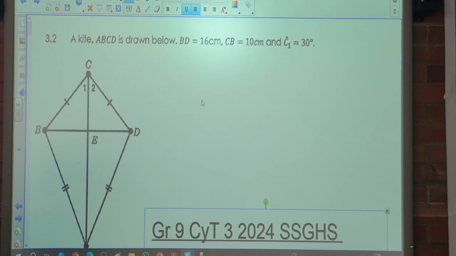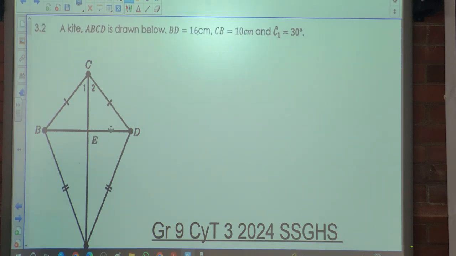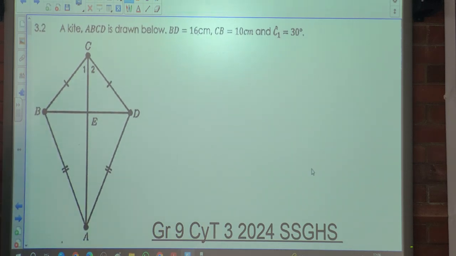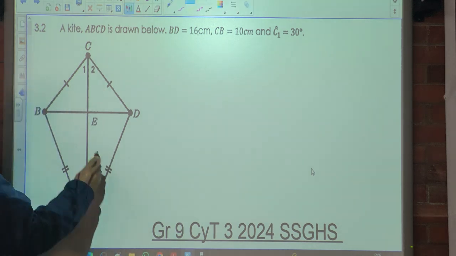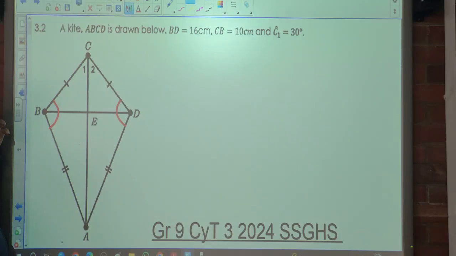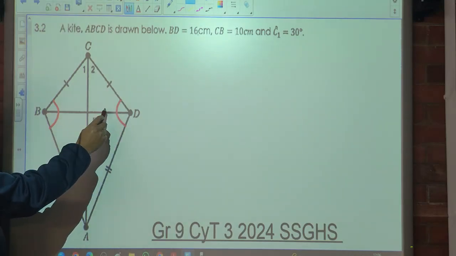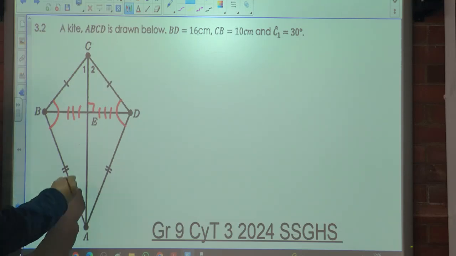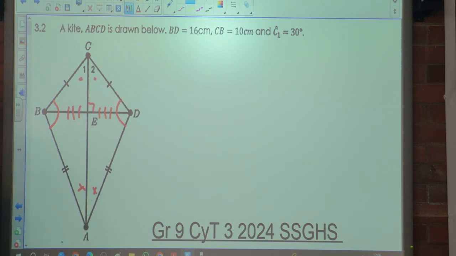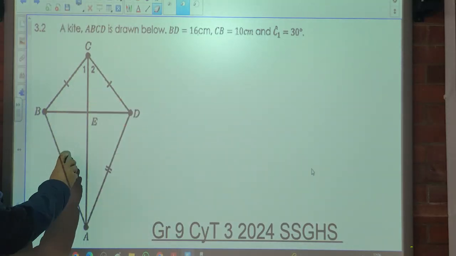Now we are told that in 3.2, a kite. People, if there's a kite, what comes to mind? 5 properties. Two pairs of adjacent sides are equal. That's already marked up. Another one. One pair of opposite angles are equal. Another one. One diagonal bisects the other. Another one. Diagonals are perpendicular. Another one. One diagonal bisects its vertex angles. Okay.